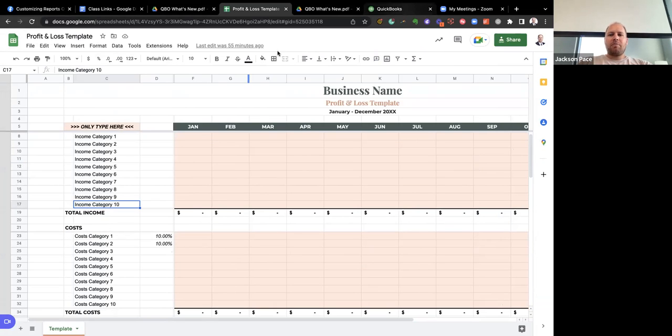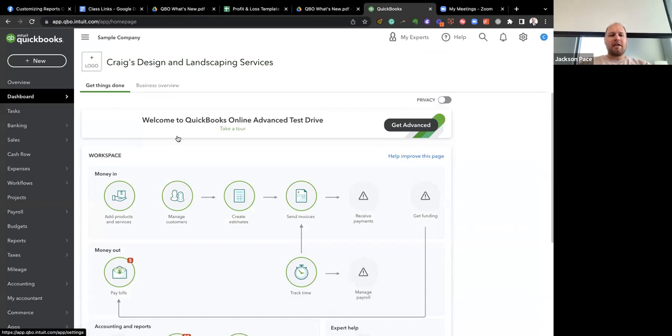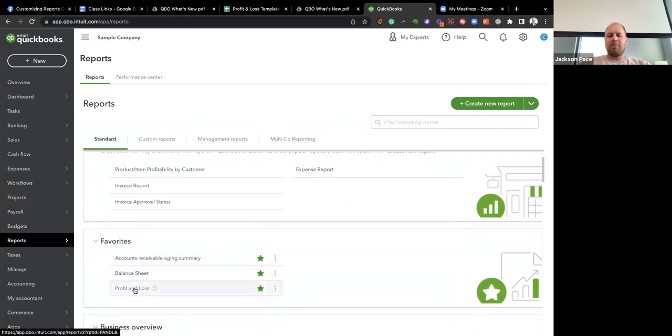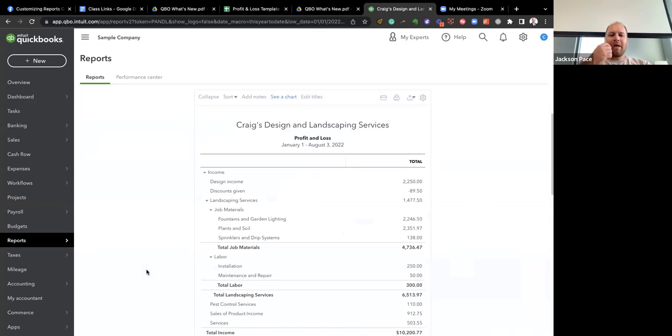Okay, so if we hop into Craig's Design and Landscape Service, we're going to go through this probably faster than I wanted to, but this class will basically bleed over into next week as well. So what we don't get to today, we can hop on and look at tomorrow.